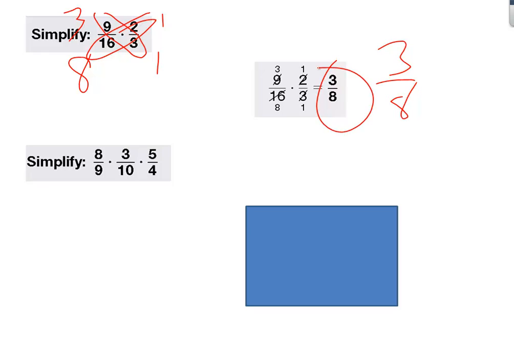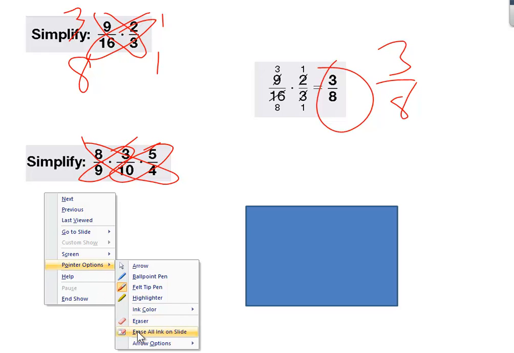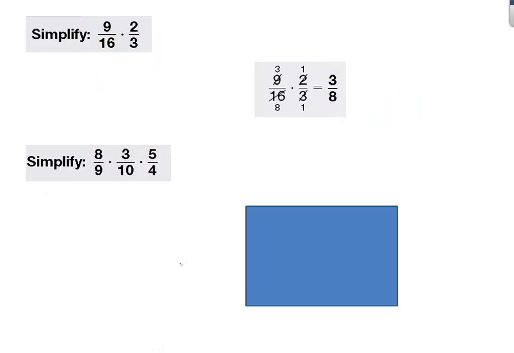Now, on the second one, there's a lot of ways you can pair this up. You can pair up your 8 with your 8 and your 4 over here, the 5 and the 10. That's one way you could do it. Another way you could do it is that you could pair up the 8 and the 10, the 3 and the 9.